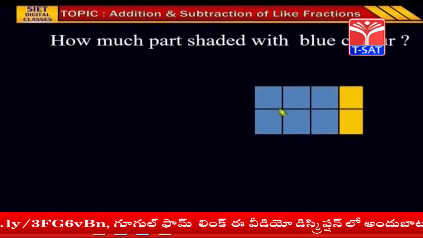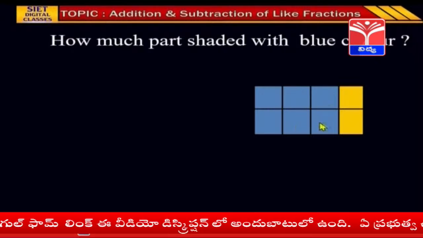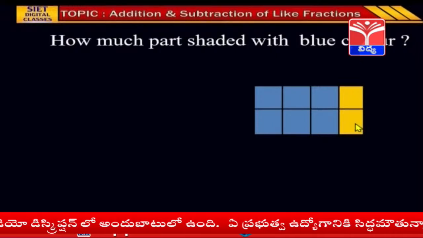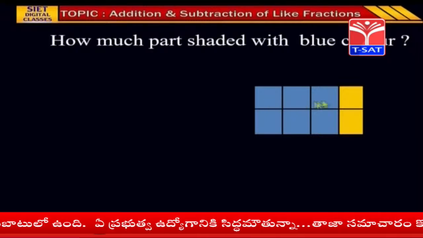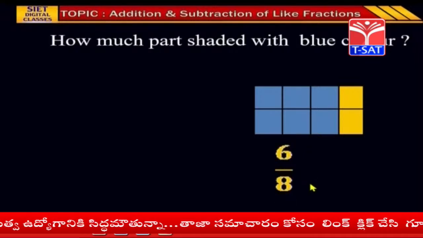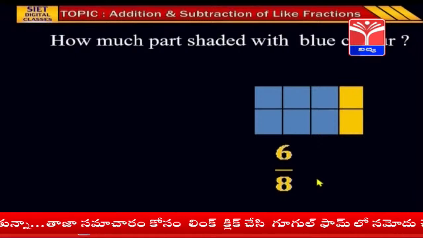See, totally how many parts are there? 1, 2, 3, 4, 5, 6, 7, 8. Total object divided into 8 equal parts, and colored with blue color there are 1, 2, 3, 4, 5, 6 parts. So 6 out of 8 parts are colored with blue, that represents as 6 by 8.